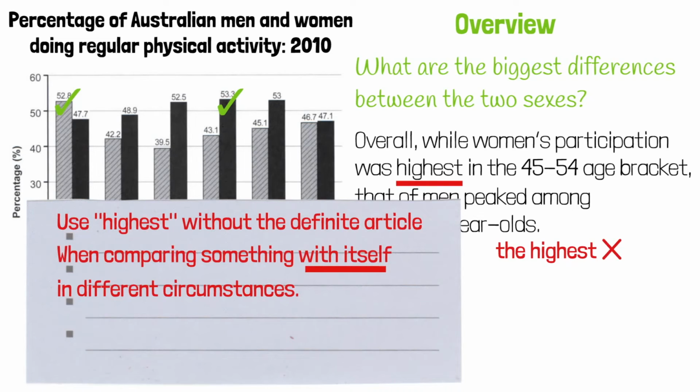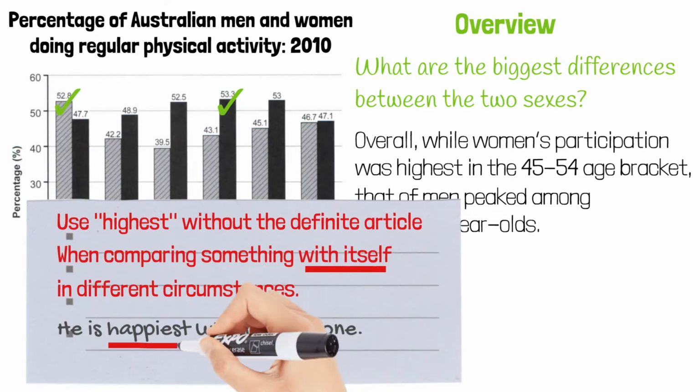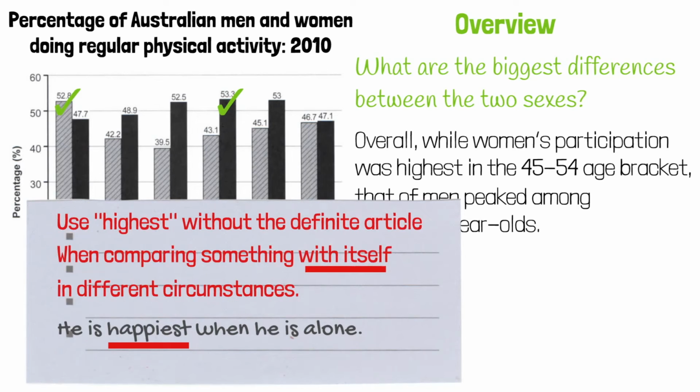For example, we say, he's the happiest person in the world. Here, the definite article is necessary because he's comparing himself to other people. Compared to other people, he's the happiest person in the world. But we say he's happiest when he's alone. The definite article is not needed here because he's comparing himself to himself. He's happier when he's alone than when he's with other people. He's comparing the same thing, which is himself. That's why the definite article is not needed.